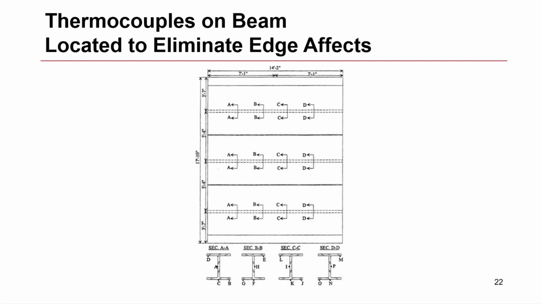If we were evaluating these assemblies based on a small scale, we wouldn't have enough length of beam to get out of that edge effect distance at each end of the beam. So we wouldn't be able to realistically develop accurate temperatures of what those beams would see in an actual fire condition. So that's again the other reason for testing on a full-scale basis.